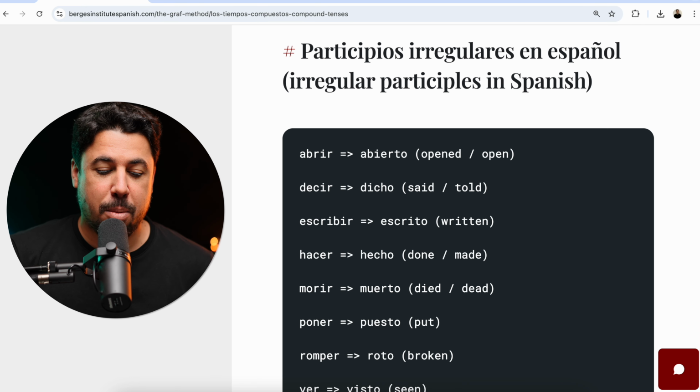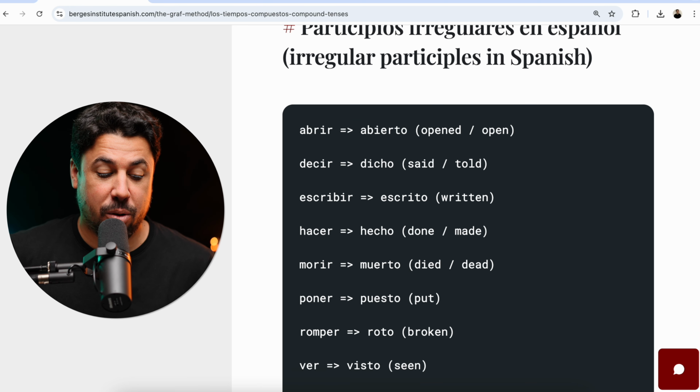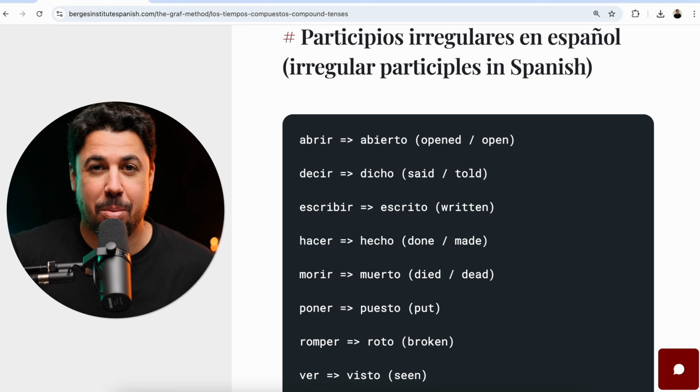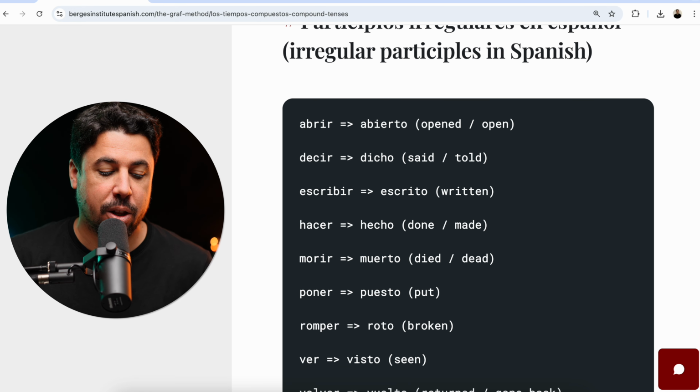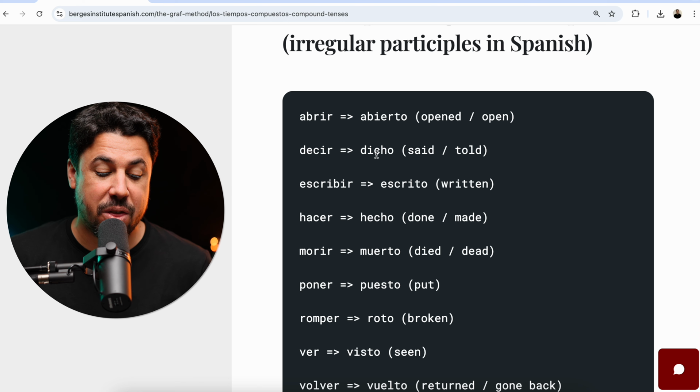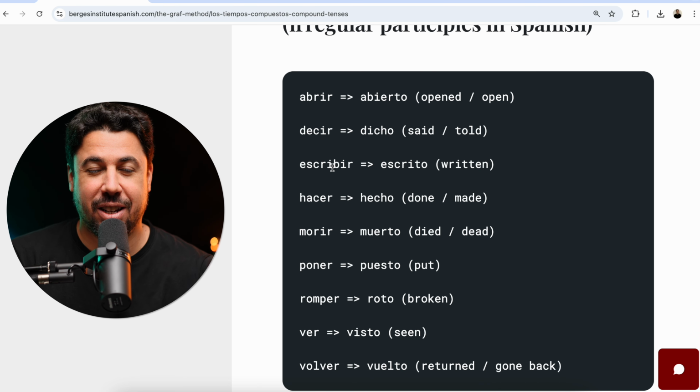So let's talk about irregular participles in Spanish. So the participle for abrir is not abrido, which would be the regular form. It's abierto. So that's opened or open in English. Opened is the participle form. Open is the adjective form. We'll talk about that in a second. So for decir, it's not decido, it's dicho. So that's said or told, the participle. Escribir is not escribido, it's escrito.